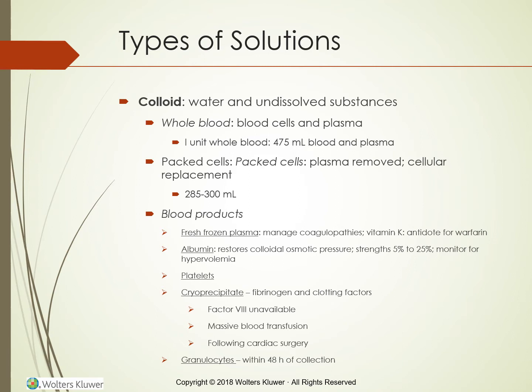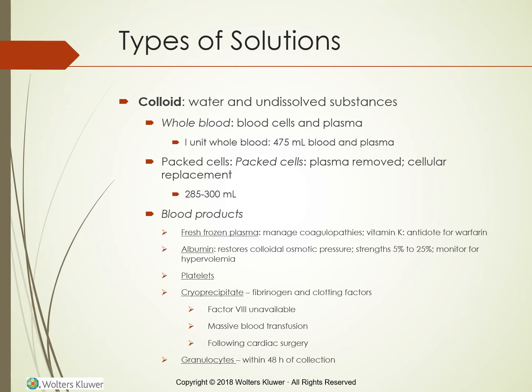Colloids are water and undissolved substances. Whole blood and packed cells probably are the most commonly administered colloid solutions. One unit of whole blood is approximately 475 milliliters of blood cells and plasma, with 60 to 70 milliliters of preservative and anticoagulant added. Whole blood is given when clients need fluid restoration as well as blood cells.